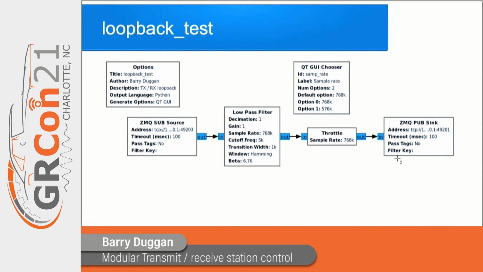And also have a loopback test that can be used in place of the transmit receive control. So it takes the transmit signal, low pass filter, a throttle, which you can set the sample rate to whichever you're using, and then sends it to the receiver module. So by setting it up with just a transmitter, receiver, and the loopback, you can do testing without the hardware in it.